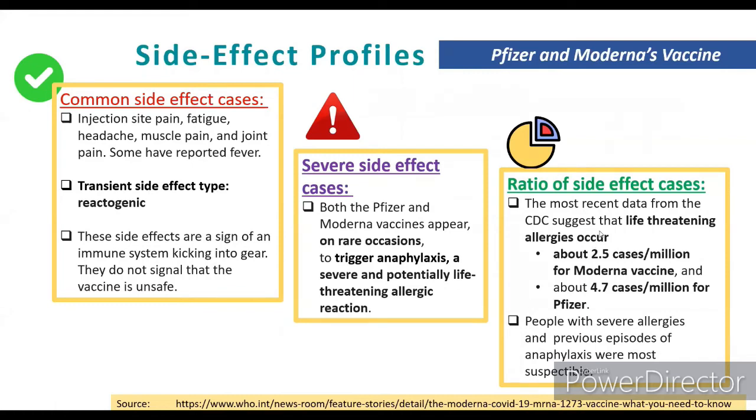The most recent data from the CDC suggests that life-threatening allergies occur in about 2.5 cases per million for the Moderna vaccine and about 4.7 cases per million for Pfizer.